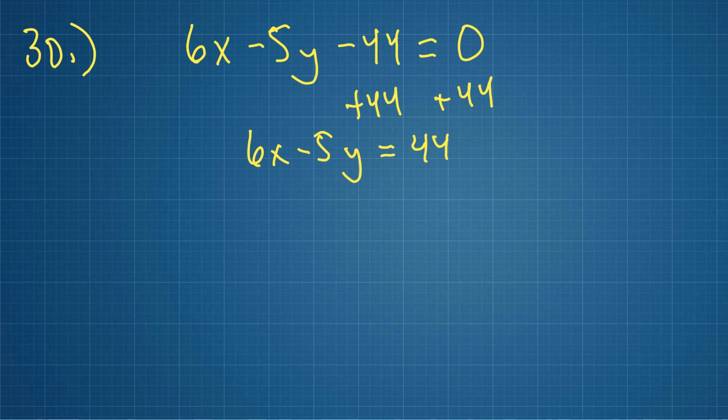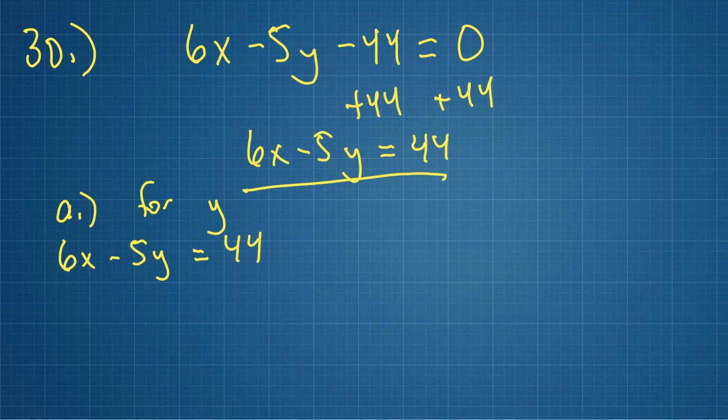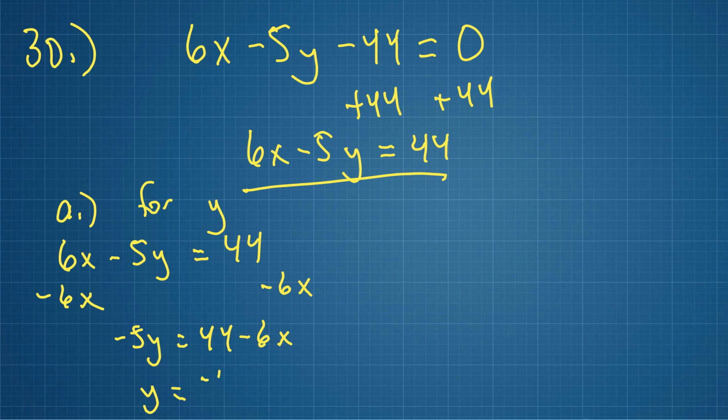Alright, so I have 6x minus 5y minus 45 equals 0. To make it look like something we've done before, I just add 44 to both sides to start. So I make that my new problem. Since I care about y, I subtract 6x from both sides. I get minus 5y equals 44 minus 6x. Divide everything by negative 5. I get y equals negative 44 over 5 plus 6 fifths x.